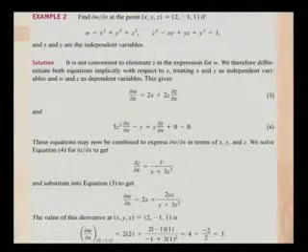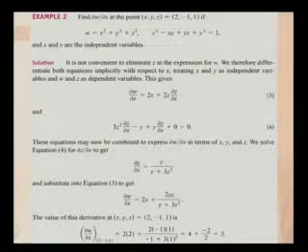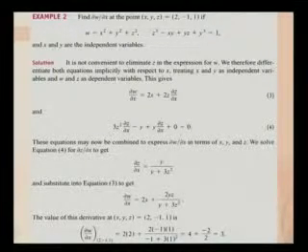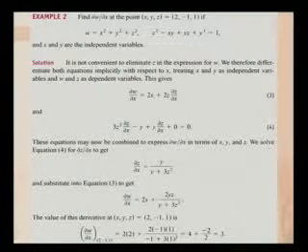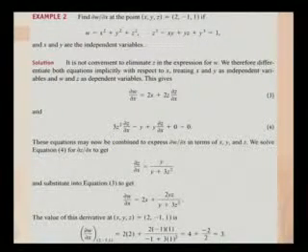For example, find del w by del x at the point xyz is equal to 2, minus 1, minus 1, if w is equal to x square plus y square plus z square, and we have the condition z cube minus xy plus yz plus y cube is equal to 1, and x and y are the independent variables given to us. That means x and y are independent and z is the dependent variable.